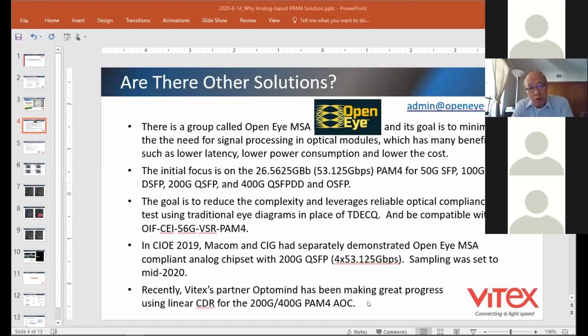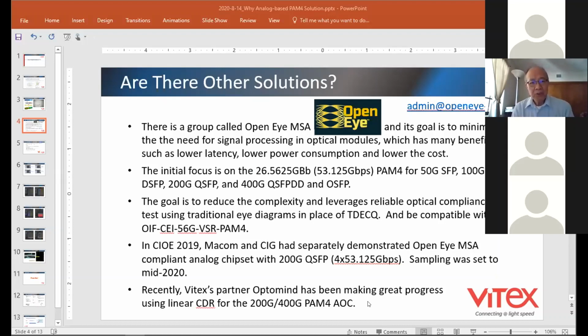Now it's been used for the traditional eye diagram, right? In place of the TQ. TQ, as you know, is just for the PAM4 eye. So they would talk about eye mask margin instead of TQ.